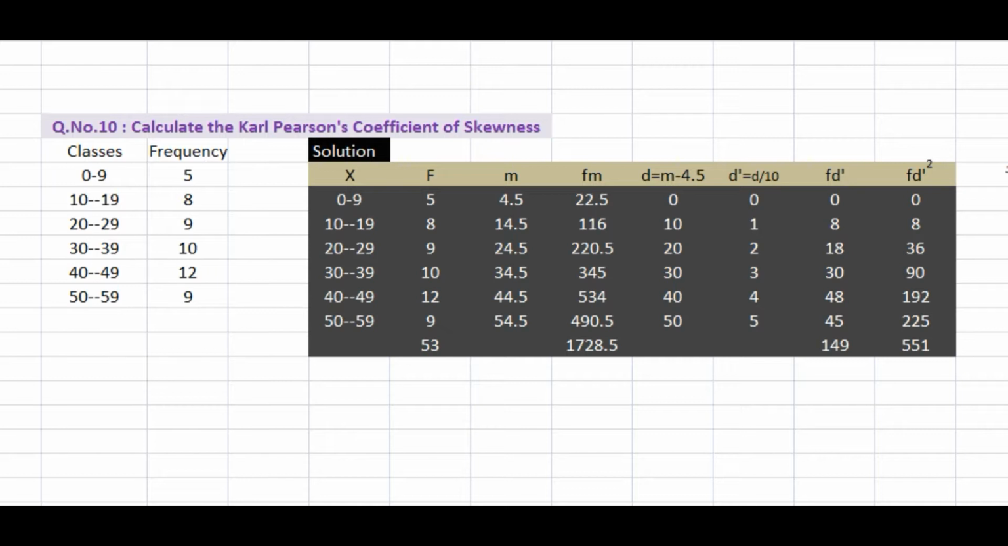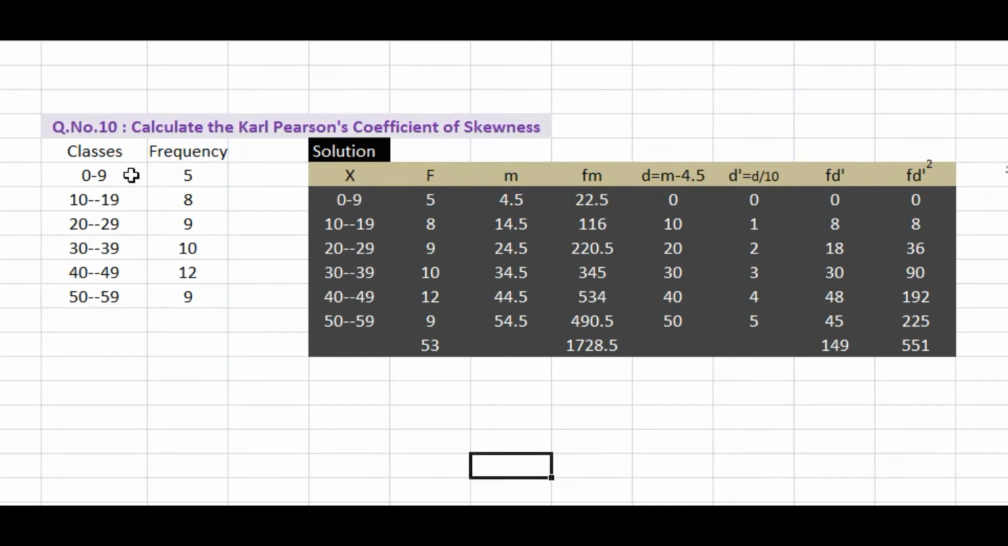Solution of question number 10. Calculate the Karl Pearson's coefficient of skewness. In question number 9, that is questions 7, 8, 9, Karl Pearson's coefficient of skewness was based on ungrouped data or the discrete series. Now from question number 10 onwards you will get the continuous series or grouped data questions.